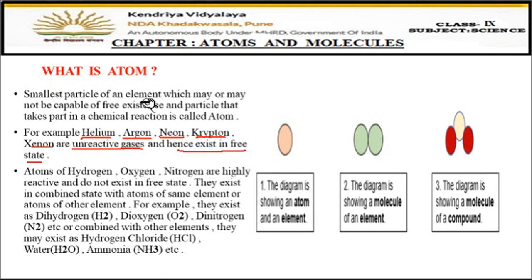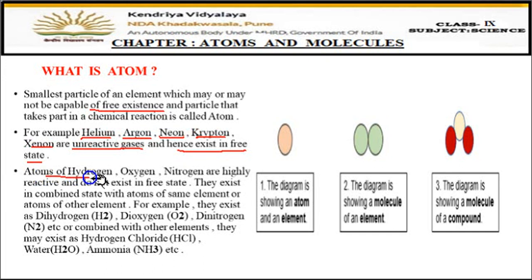Okay, as we have discussed that this smallest particle may or may not exist freely. Now this example of helium, argon, neon, they all are unreactive, they do not react with the other elements, hence they exist freely. Okay, so only that atom can exist freely which are unreactive. Unreactive means which do not show any kind of chemical reaction with the other elements. Others, those who are very reactive, they react with the other elements and then they cannot exist freely. Then they are found in the form of compounds. Okay, so let us see the example of that also.